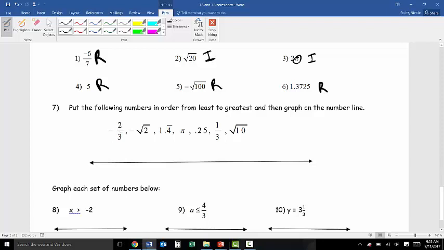Just as a reminder, when we put numbers in order on the number line, some things you might already have an idea of where they go, but it always helps if you turn each number into a decimal. So -2/3 is the same thing as -2 divided by 3, and that's going to be 0.6 repeating. So I'm just going to round it to 0.67.